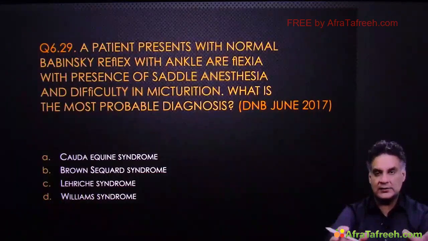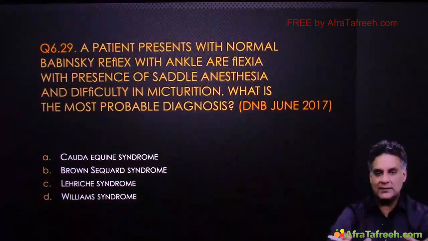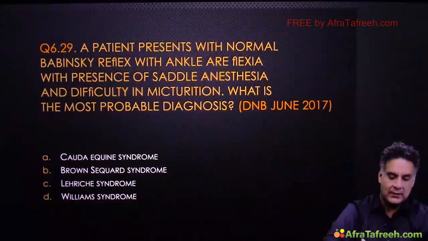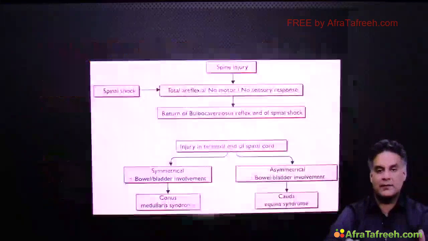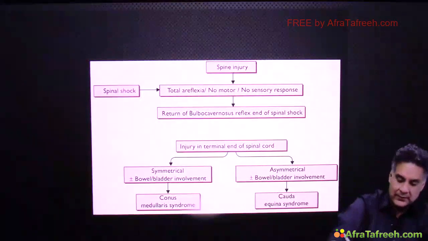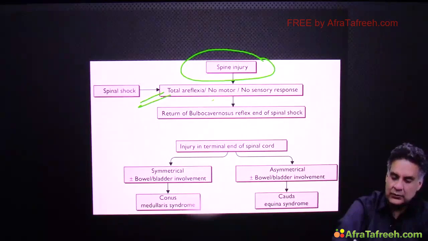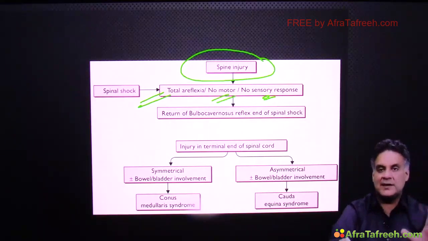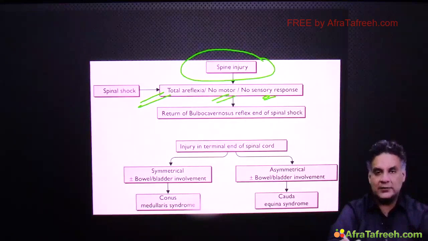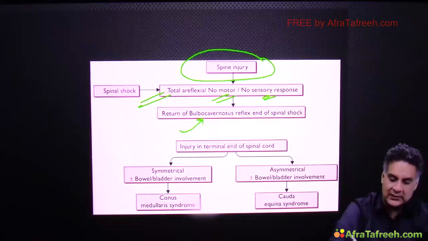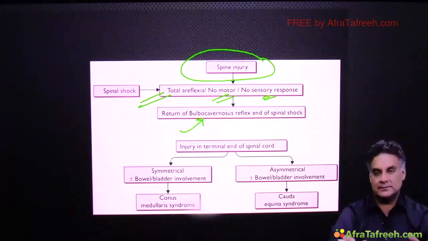Patient presents with normal Babinski reflex, with ankle areflexia, with presence of saddle anesthesia and difficulty in micturition. So there is neural deficit with bowel bladder involvement after some problem in the spine: cauda equina syndrome. Look at this flowchart. Any spinal injury, total areflexia, no motor, no sensory, this is spinal shock. The end of spinal shock occurs with the return of bulbocavernosus reflex.